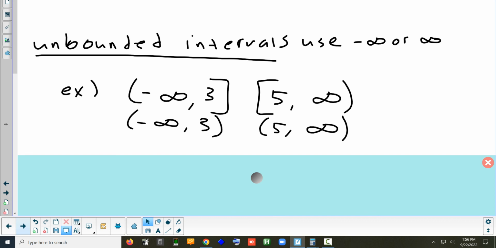So these are different examples of unbounded intervals. These two are unbounded on the left. These other two are unbounded on the right. And I gave you an example where one was open and one was closed. You can also have it unbounded on each end: negative infinity to infinity. When we talk about a problem and the domain is all real numbers, that's how we usually write it. That's unbounded on the left and the right.